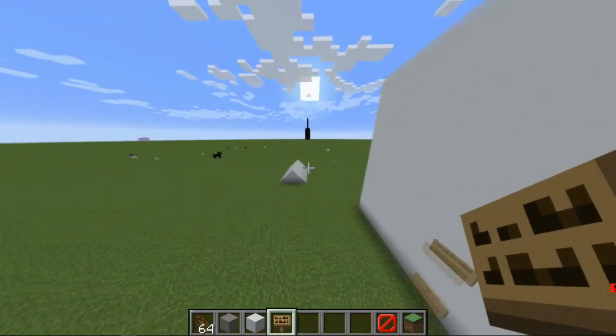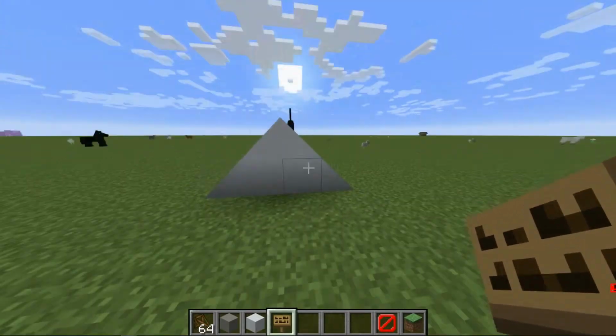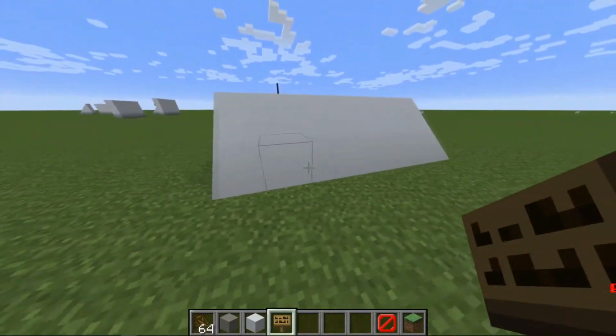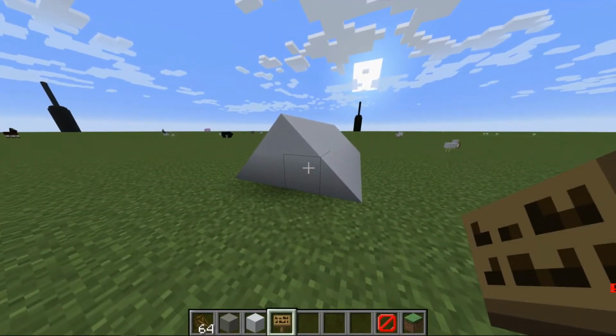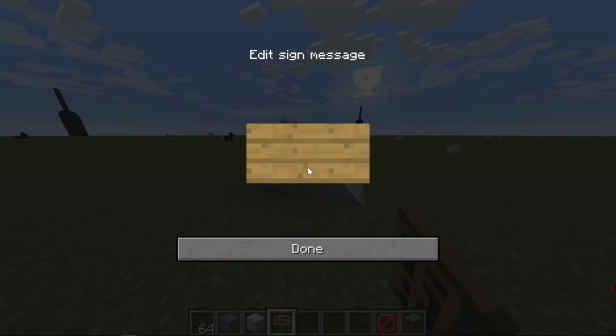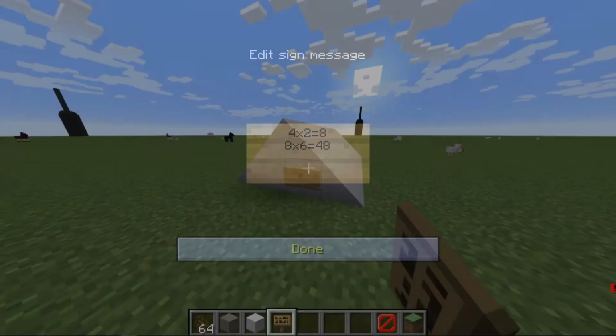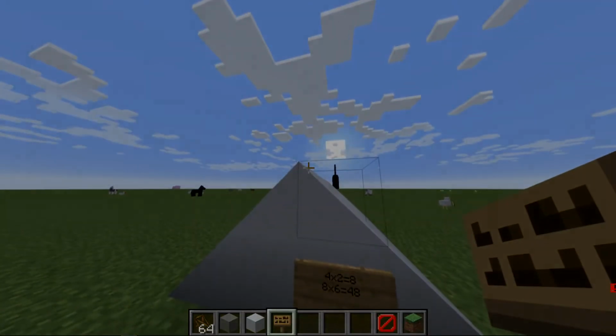Now we have a triangular prism. This triangular prism is 4 by 2 by 6. Pause the video here. So you multiply 4 by 2 and get 8. And then you take your 8 and multiply it by 6. And we get 48. Then we take 48 and divide it by 2. And your answer is 24.